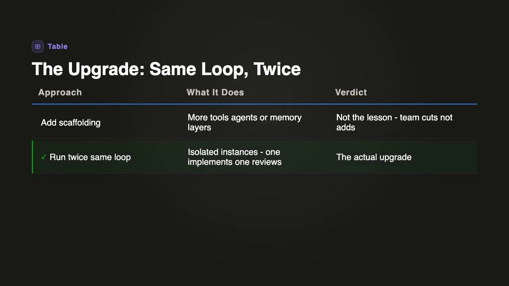Don't bolt on a second agent or a memory layer. Spawn the runtime itself as a subprocess, multiple isolated instances, each with its own permissions and working directory. One writes the code, another reviews it. Same loop, same apprentice, just running twice, checking its own work.